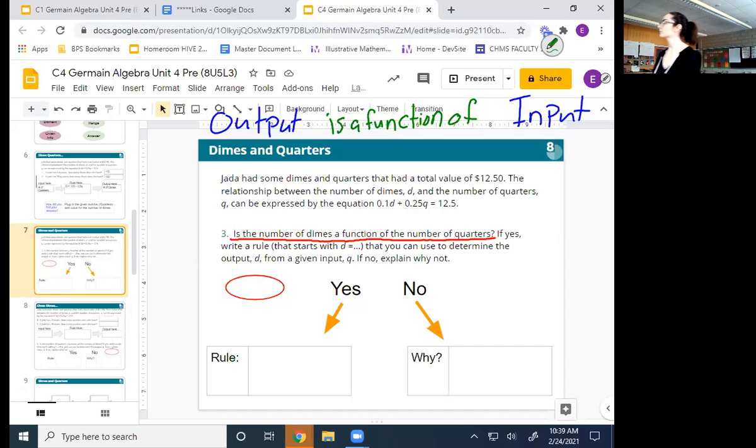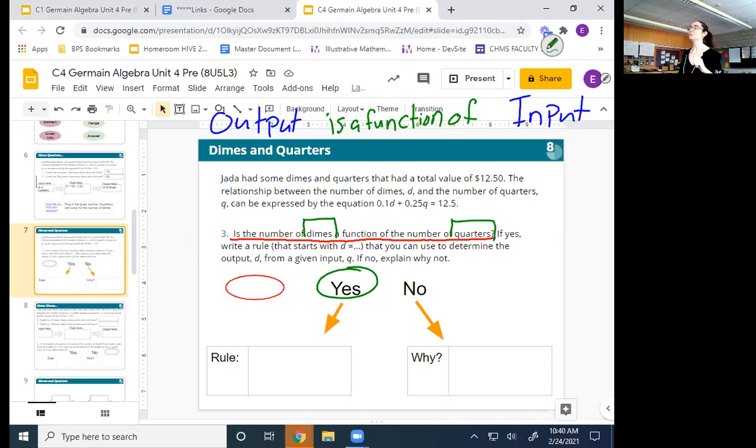I think it's correct because I think that output's a function of input. Good, because we always write it as output is a function of input. And remember, we were solving for dimes. If you're solving for a number, that is your output. That is your range. When you're given a number, we were given the number of quarters, that is our input or our domain. Okay, awesome job there, Dylan. Fantastic work there, my friend.